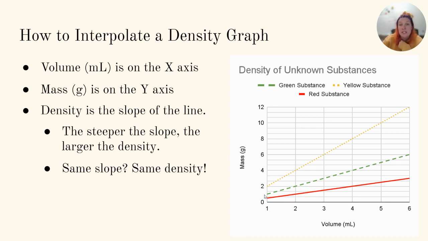So the steeper the slope, the larger the density. If two lines have the same slope, then they have the same density. If we look here, the line that has the steepest slope is going to be the highest density. So the yellow substance slope looks steeper than the other two, therefore it has a higher density.